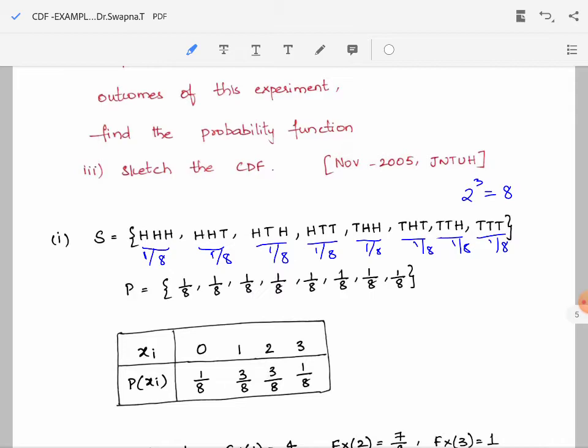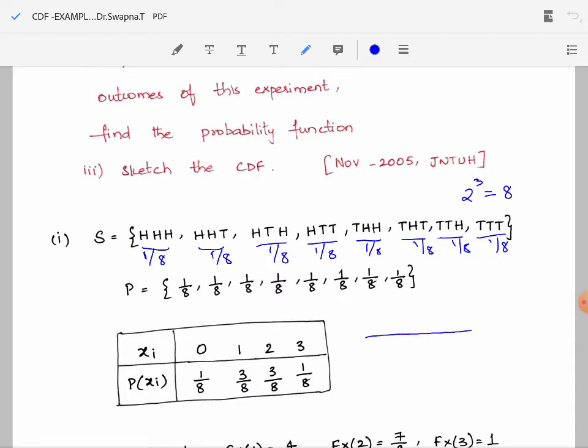Then X is the number of heads in each of the outcomes. X is the number of heads. So the number of heads may be 0, 1, 2, 3. The random variable X may take the value 0, 1, 2 or 3. So 0. How many outcomes are there which have heads as 0? Only one outcome. What is it? TTT.